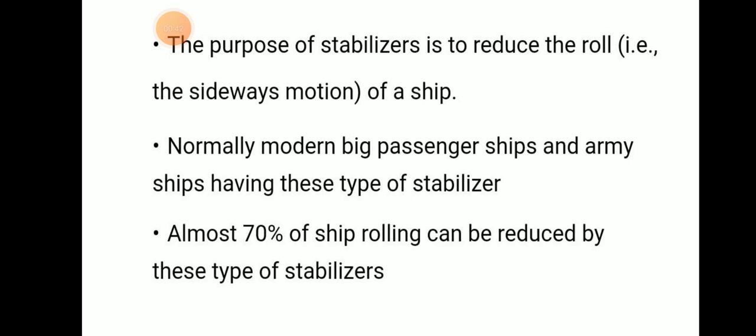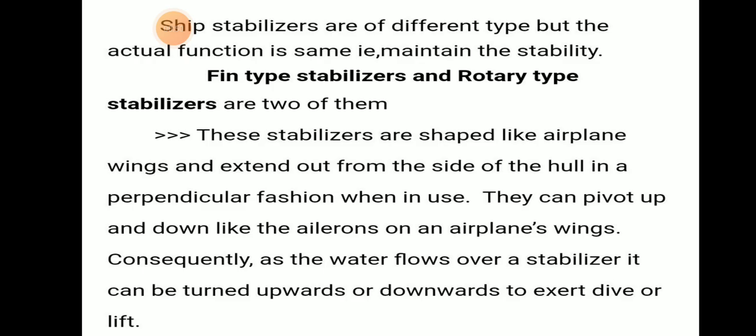Big passenger ships and army ships use this kind of stabilizer, and it can reduce almost 70% of the rolling. Ship stabilizers are of different types, but the main function is the same, to maintain stability. The two types are the fin type stabilizer and the rotary type stabilizer.